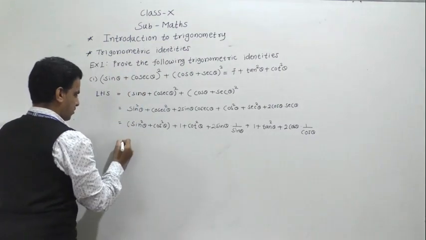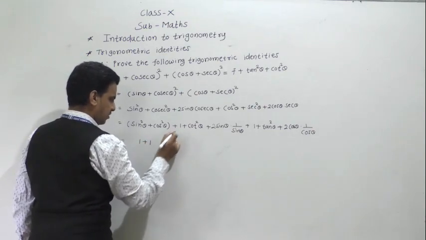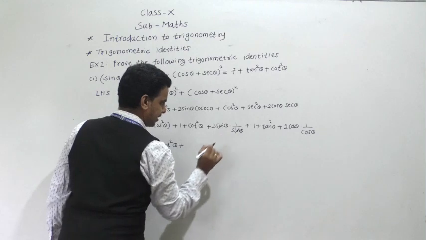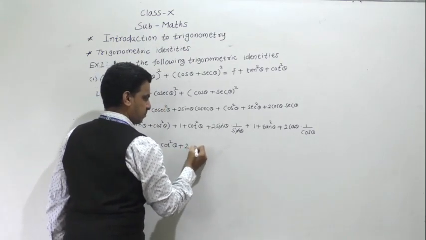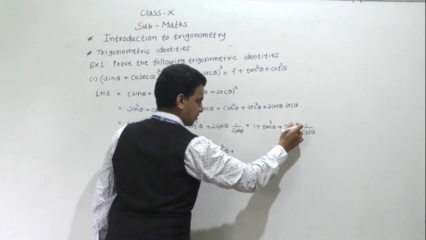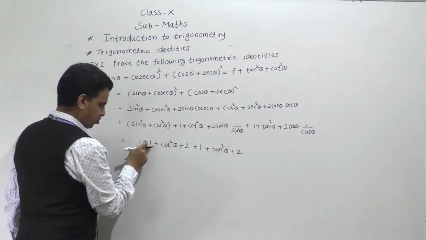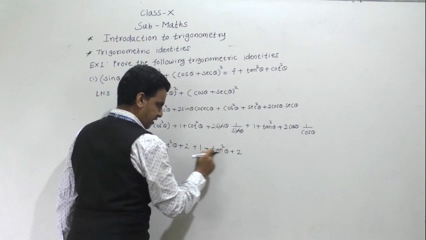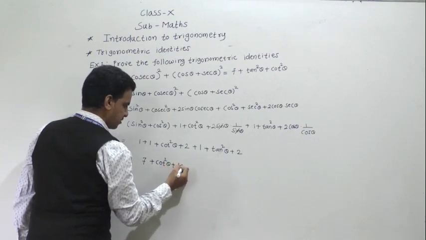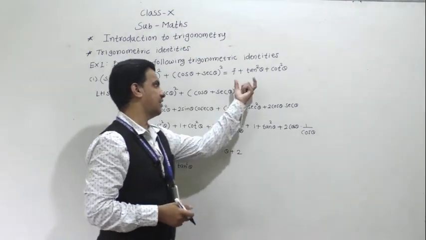Okay, so here sin square theta plus cos square theta, this value is 1, plus this 1 plus cot square theta, plus this sin theta and this sin theta get cancelled, so plus 2 remains, plus this 1 plus tan square theta, plus cos theta and this cos theta cancel, so plus 2 remains. Okay, if we add 1 plus 1 is 2, plus 2 is 4, plus 1 is 5, and plus 2, this is 7. So 7 plus cot square theta plus tan square theta, or we can write 7 plus tan square theta plus cot square theta. Okay, that is the RHS.